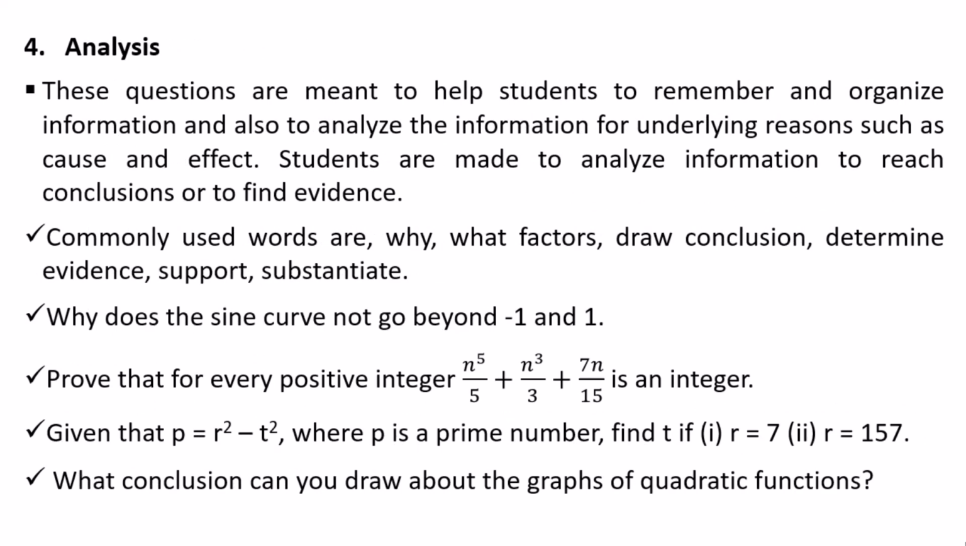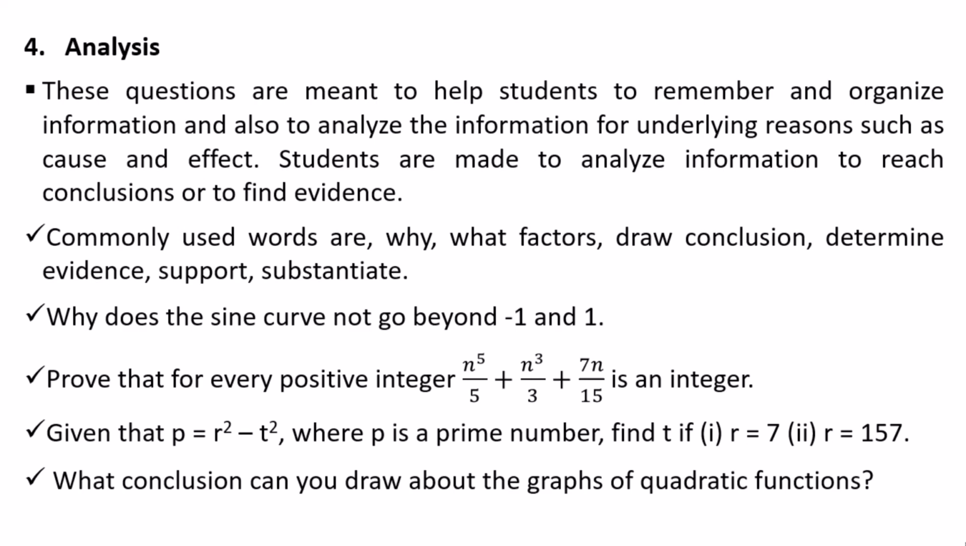Then we come to analysis. The 4th order is analysis. These questions are meant to help students to remember and organize information, and also to analyze the information for underlying reasoning such as causes and effects. Students are made to analyze information to reach conclusions or to find evidence. Commonly used words are why, what factors, draw conclusions, determine evidence, support, substantiate. These are some of the words commonly used in analysis.